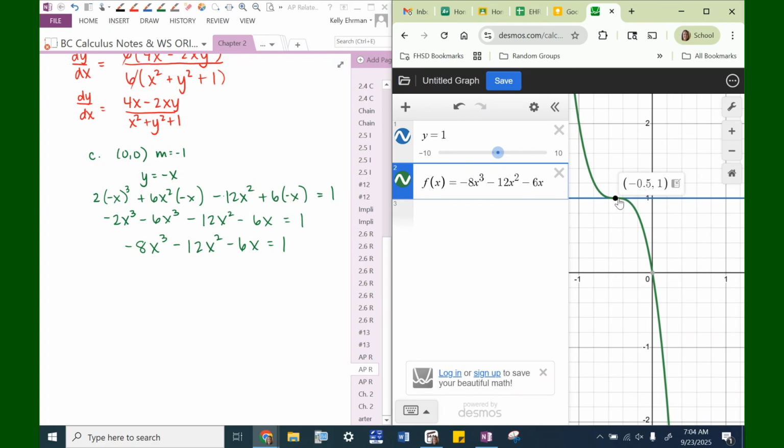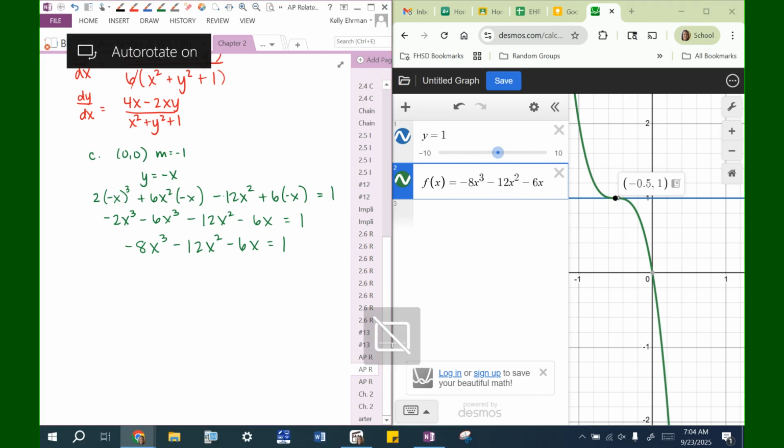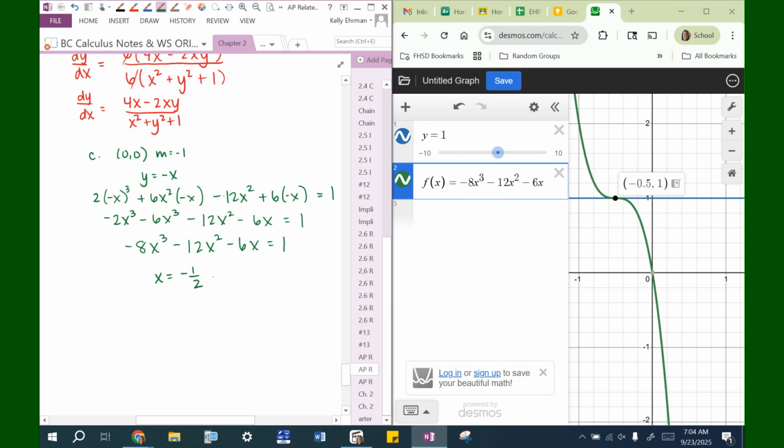And it's a nice point, -1/2. So that was my answer for x. So x is equal to -1/2. And remember, y is just equal to -x. So y is equal to +1/2. Remember to answer the final question. What is point P? Point P is -1/2, positive 1/2.